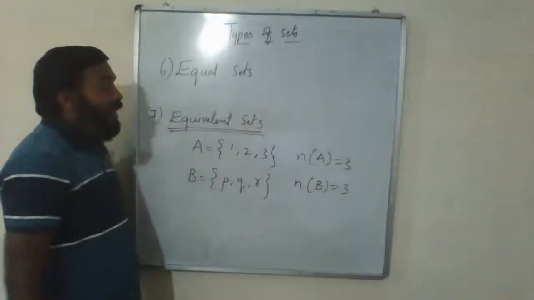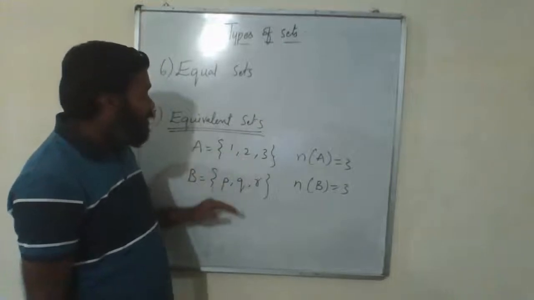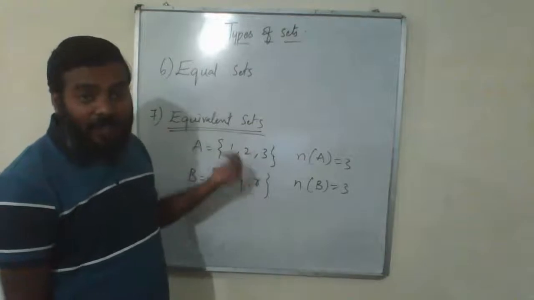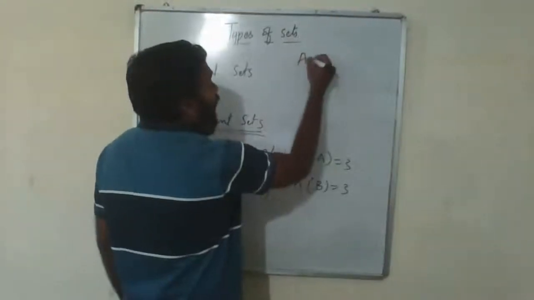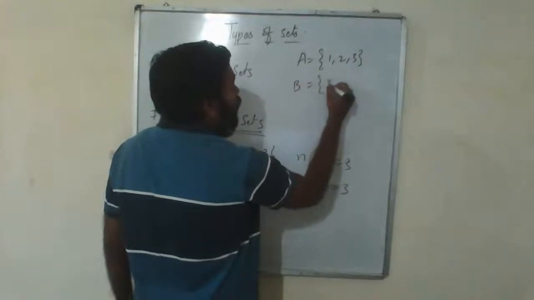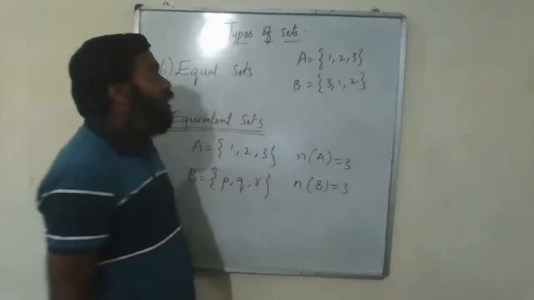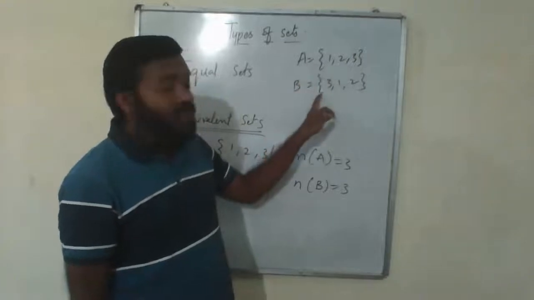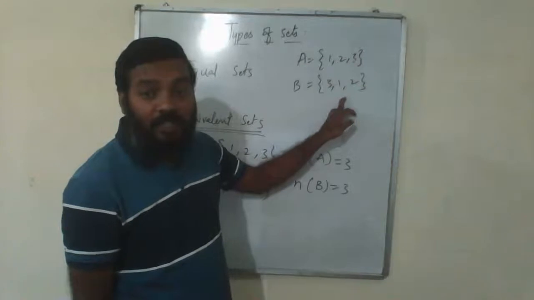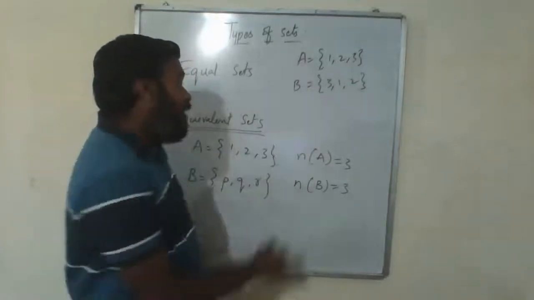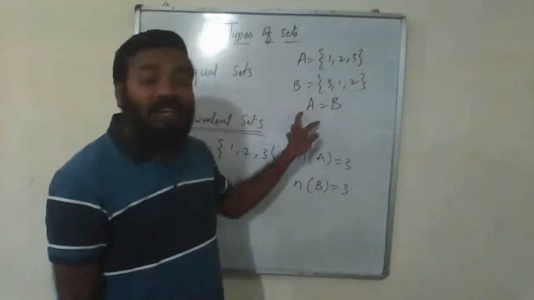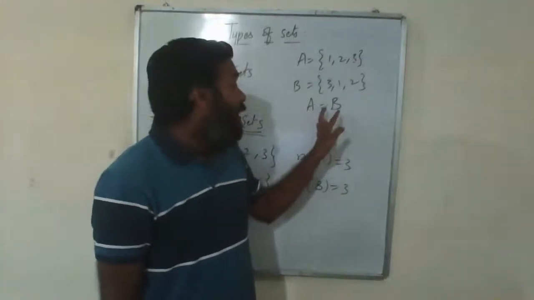Equal sets: if all the elements of A are present in B, nothing more and nothing less. Suppose A is 1, 2, 3 and B is 3, 1, 2. 1 is present in A and 1 is present in B. 2 is present in A and 2 is present in B. 3 is present in A and 3 is present in B. Then this type of sets are known as equal sets.